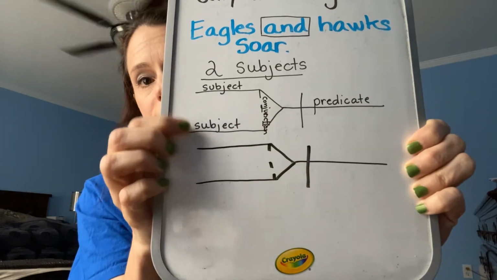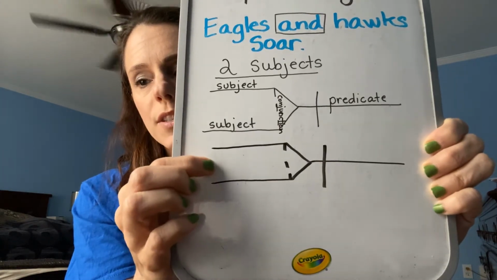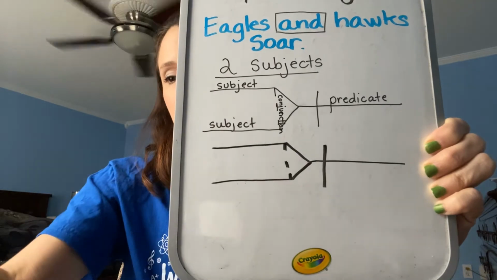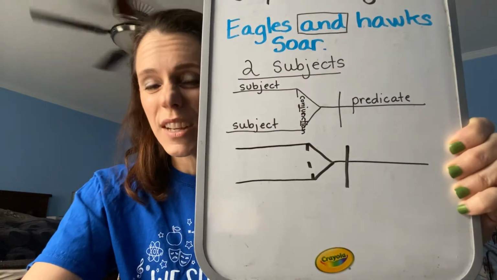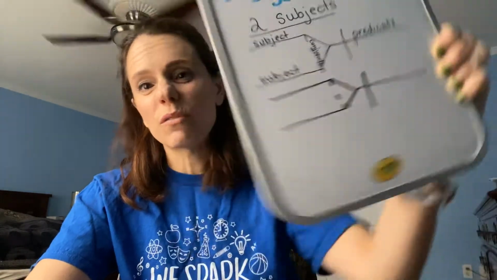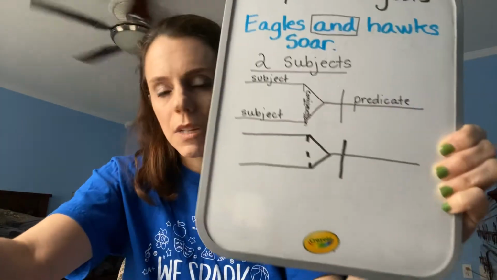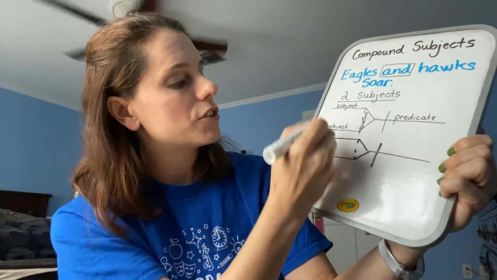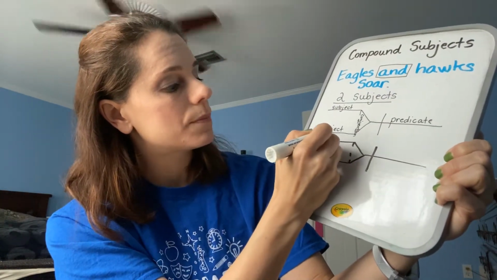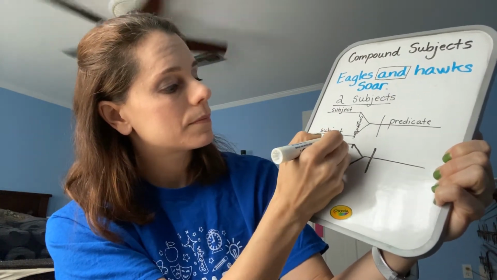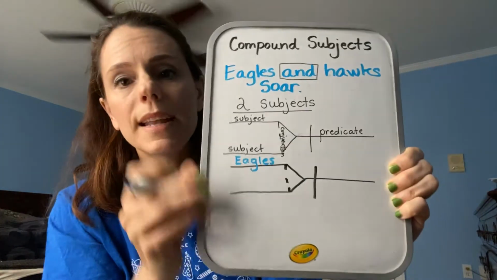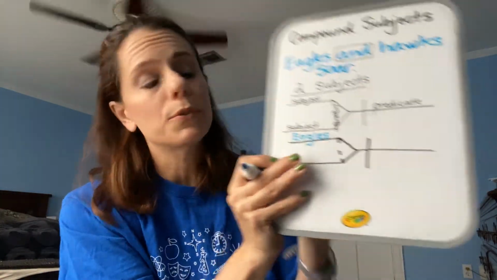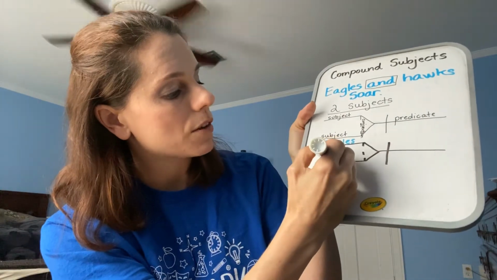So this is the diagram. So this is what we're going to put, and I'm going to put it right here. Drawing this is kind of tricky because sometimes you might need to move your journal back and forth like that. Just do your best. So subject, subject. So my first subject is eagles. And then my next subject is hawks, two birds. Eagles, hawks.